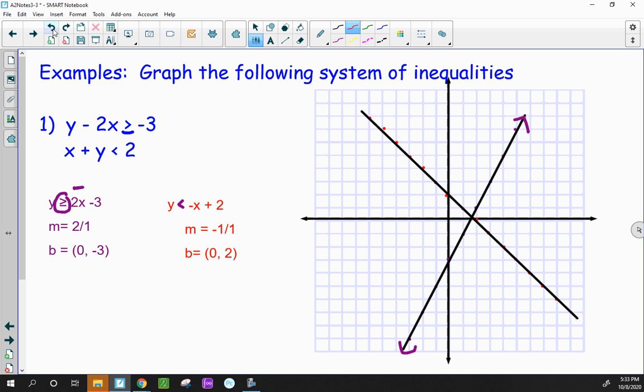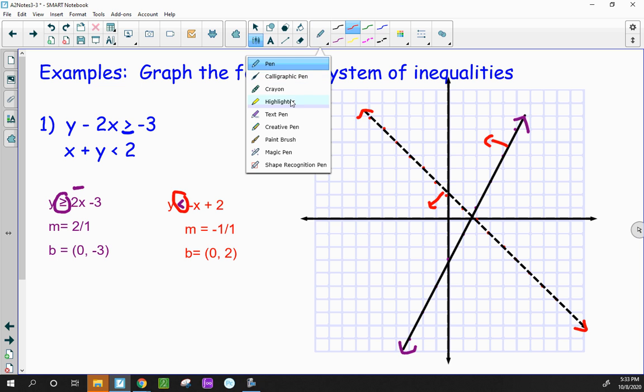So let me try that again. Backtrack here. I'm going to draw a dashed boundary line. It does not have equal, so I had to fix my mistake there. And because it says less than here, I'm going to shade below, and the below a falling line is actually this region. So we're going to shade above this line and below this line.